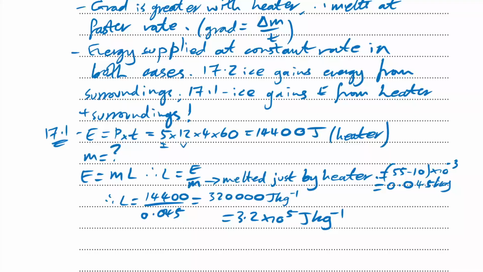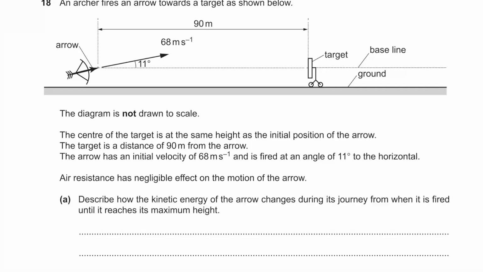Now you could have alternatively figured out that if energy is equal to mL, then dividing both sides of this by time, we end up with E divided by T, which of course is power, equals M divided by T, which is our gradient, times L. The problem is that you'd have to take one gradient away from the other then, in a similar way that we took away the masses.